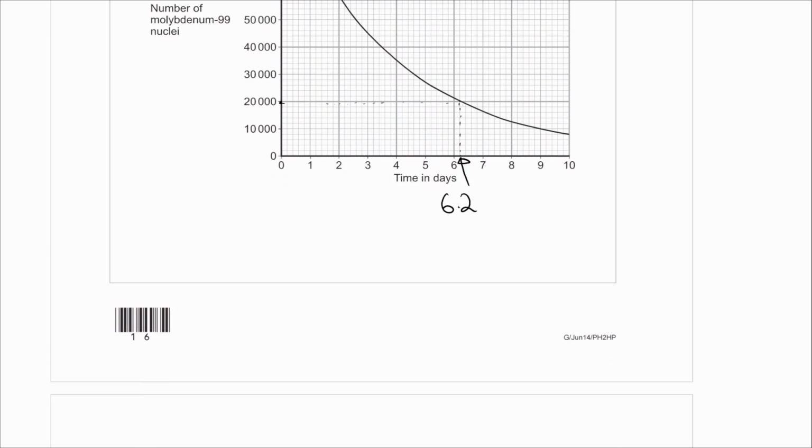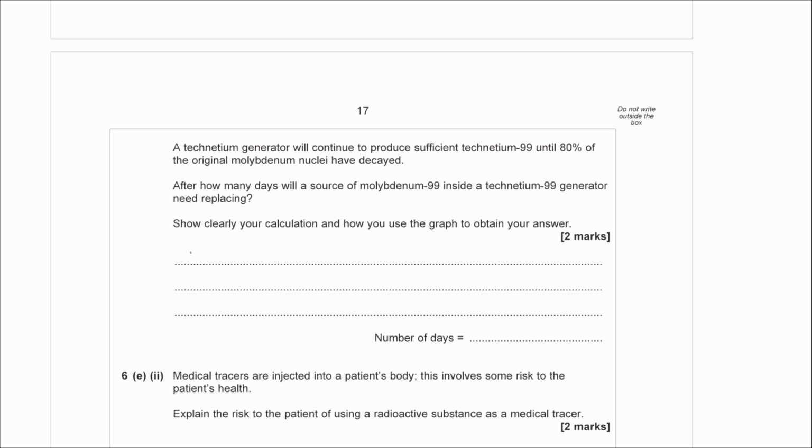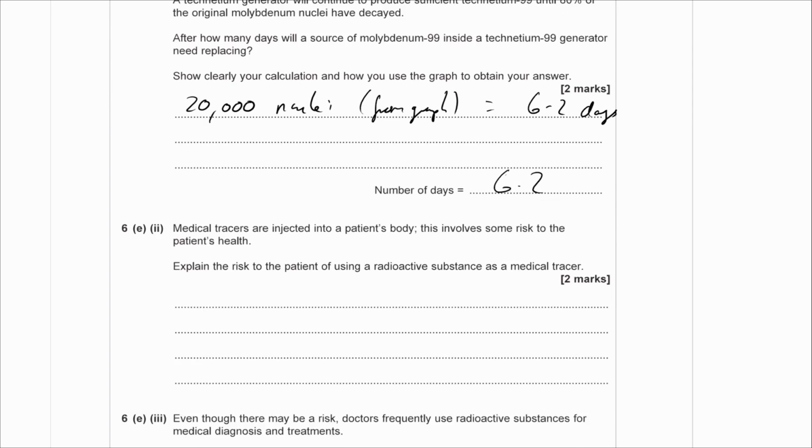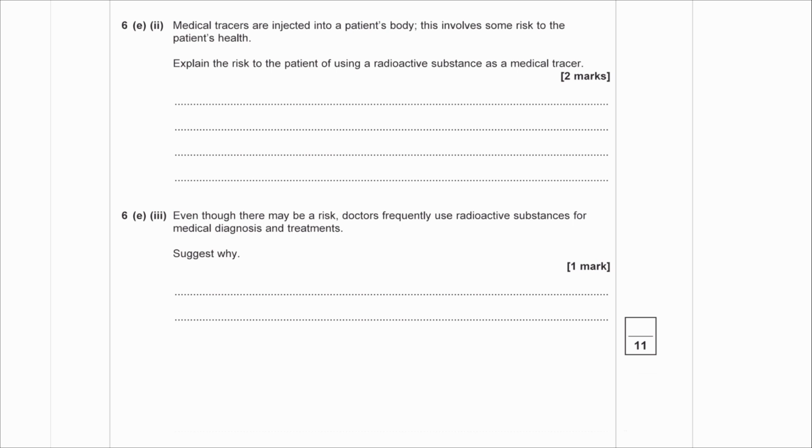Let's go back down to the question. There we go. So we have at 20,000 nuclei, from graph, equals 6.2 days. So number of days is 6.2. Next, it says medical tracers are injected into a patient's body. This involves some risk to the patient's health. Explain the risk to the patient of using a radioactive substance as a medical tracer.